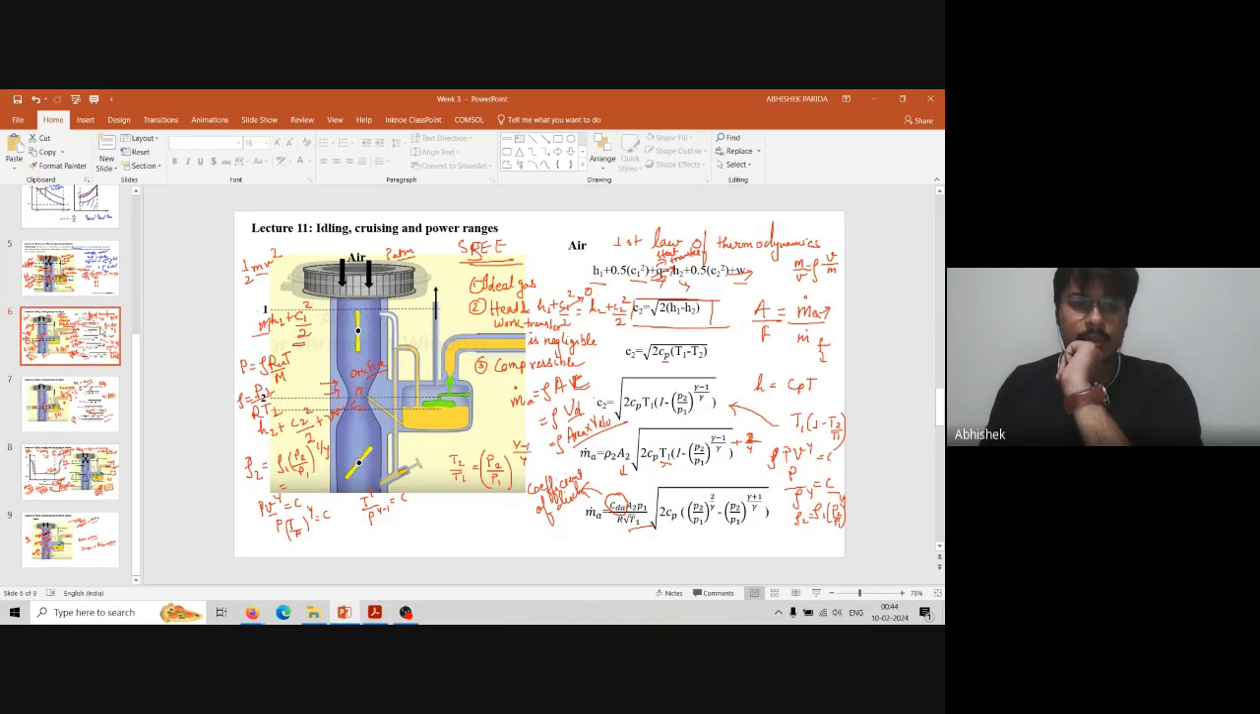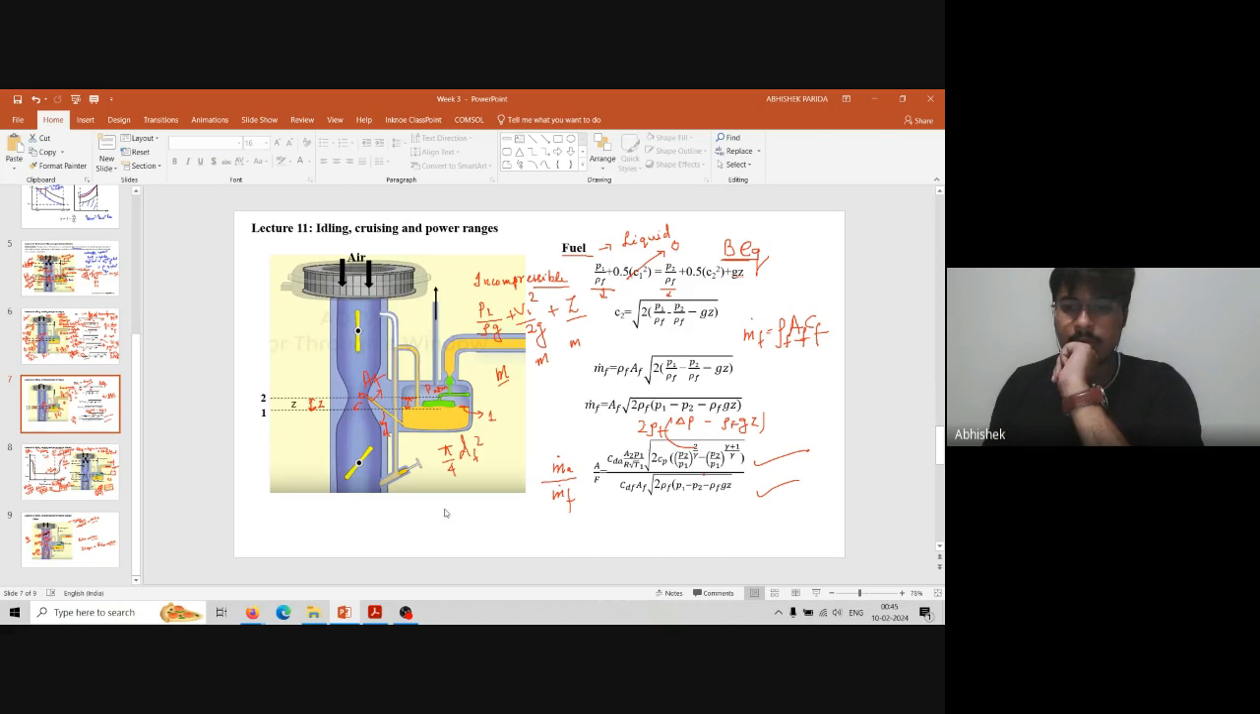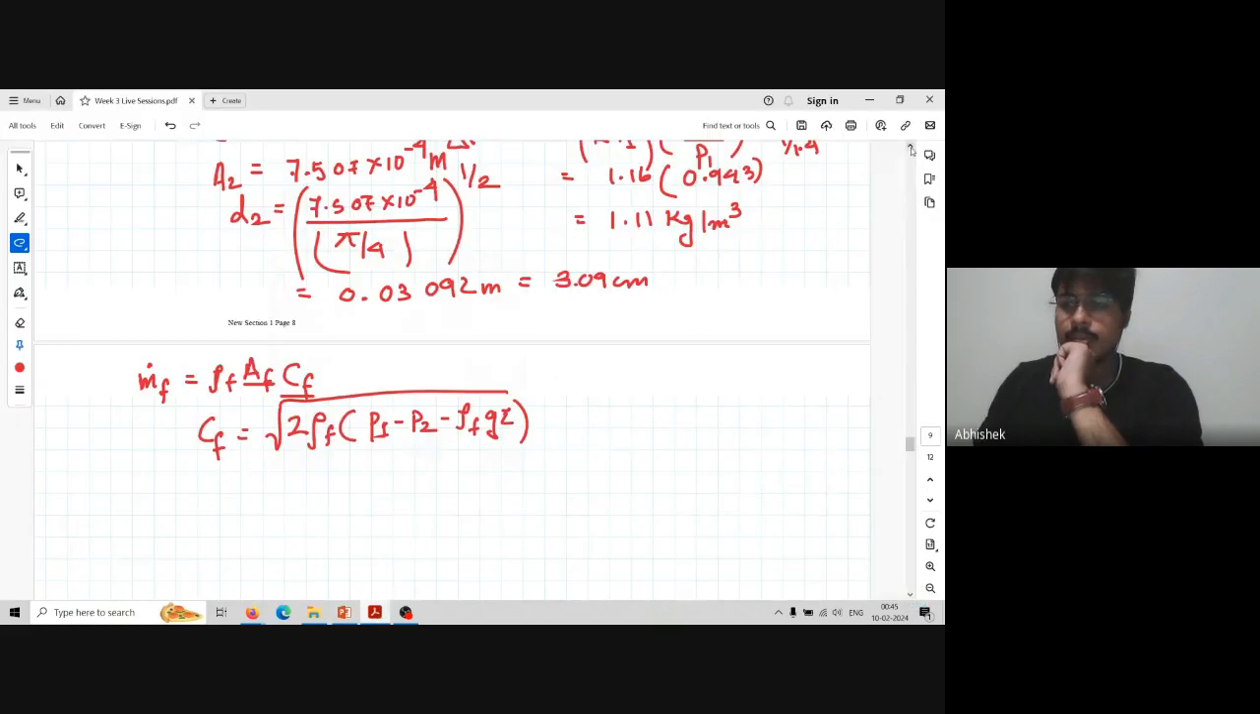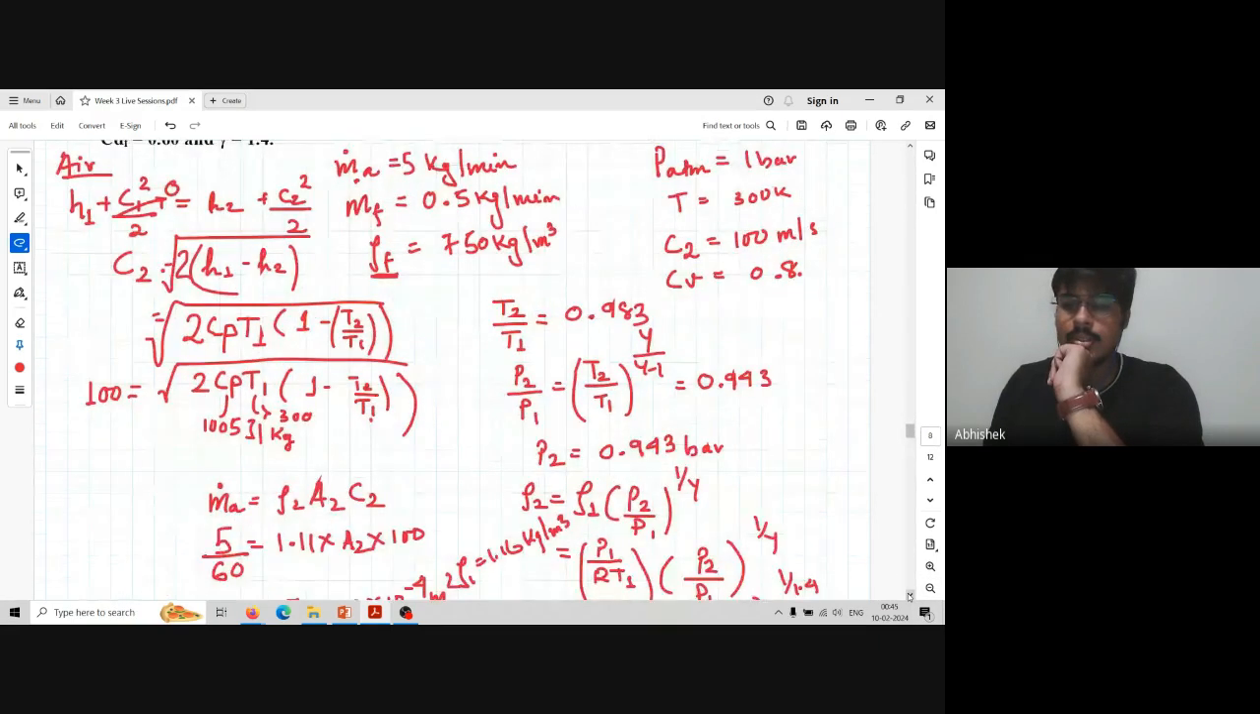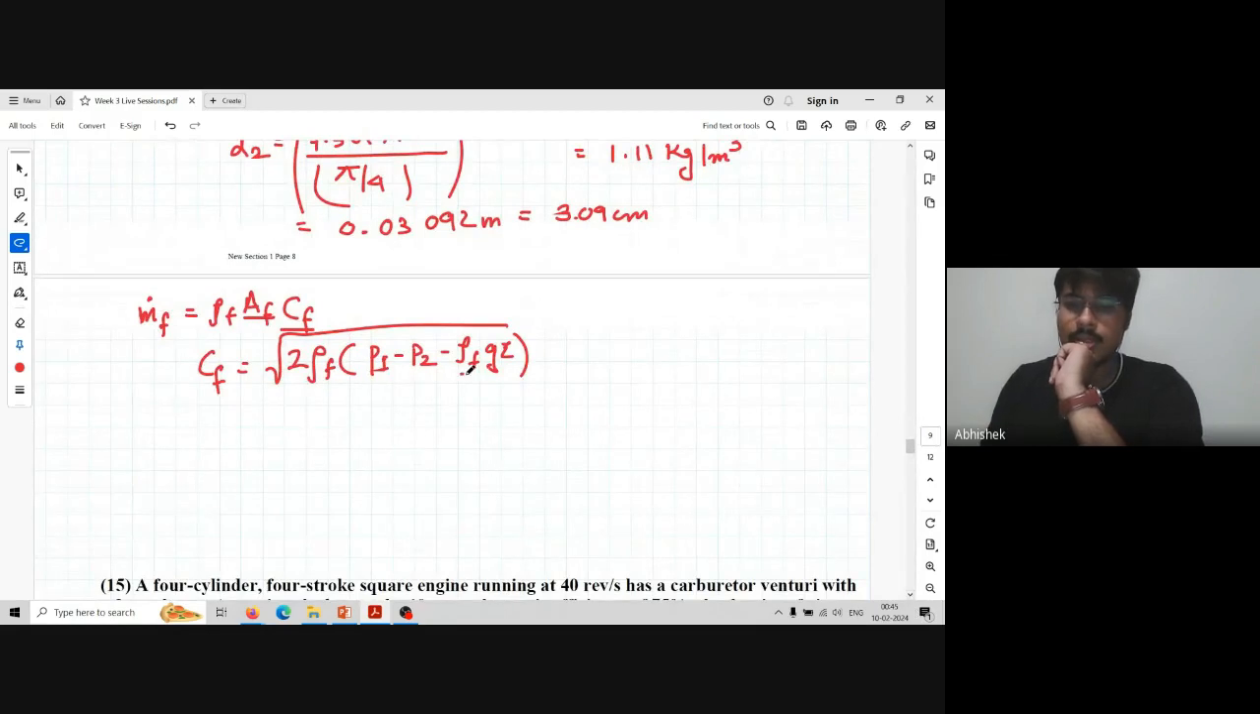If you see here, correct? This is the formula. Yes, sir. But in that question, is Z given? Z is not given. What it has said is that the pressure drop across the fuel metering orifice is 0.8 that of the choke. So now just try to understand the meaning of this. Let us say Z is not there. So P1 minus P2 in the orifice is equal to 0.8 of the pressure drop in the venturi.